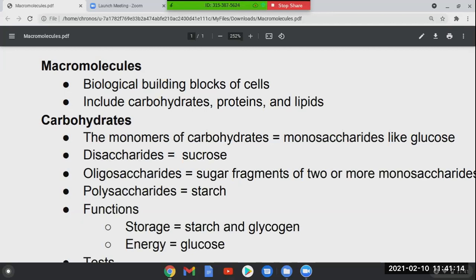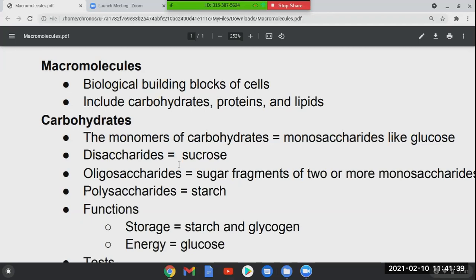On the other hand, polysaccharides are the polymers of carbohydrates, or the polymers of monomers or single sugar molecules. One typical example for a polysaccharide is starch, and another one is glycogen. Glycogen is found in animals and starch is found in plants.